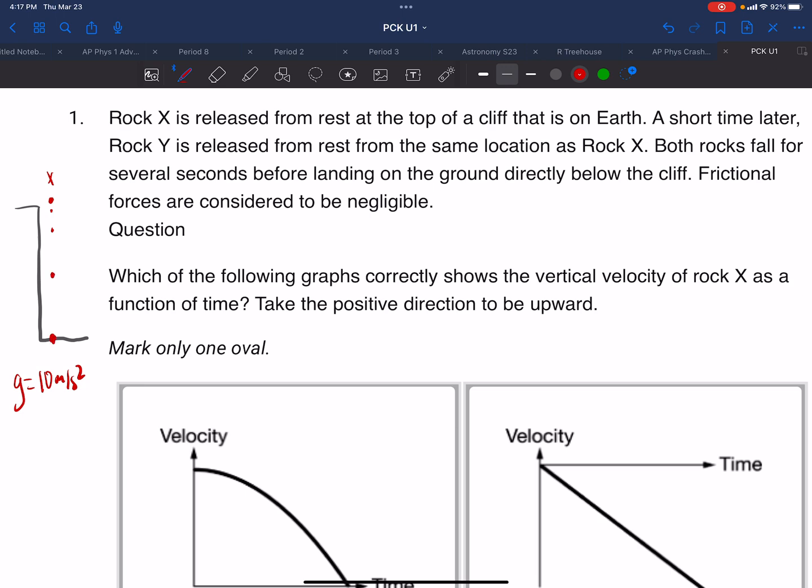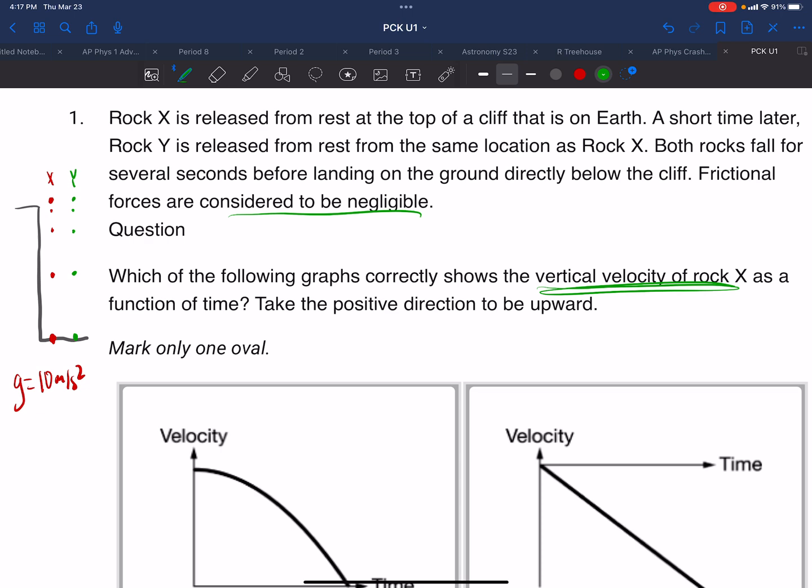Then we have rock Y, which we expect to behave exactly the same way, except that it's dropped a moment later. There is no air resistance. The air resistance is negligible, which is typical for all questions, whether or not it says so. And we are asked to determine which graph of the vertical velocity of rock X is correct. And we're told that the positive direction is upward.